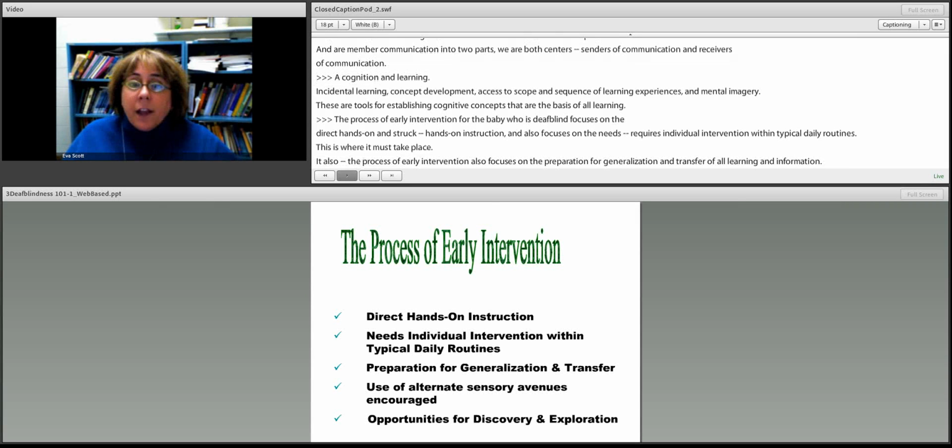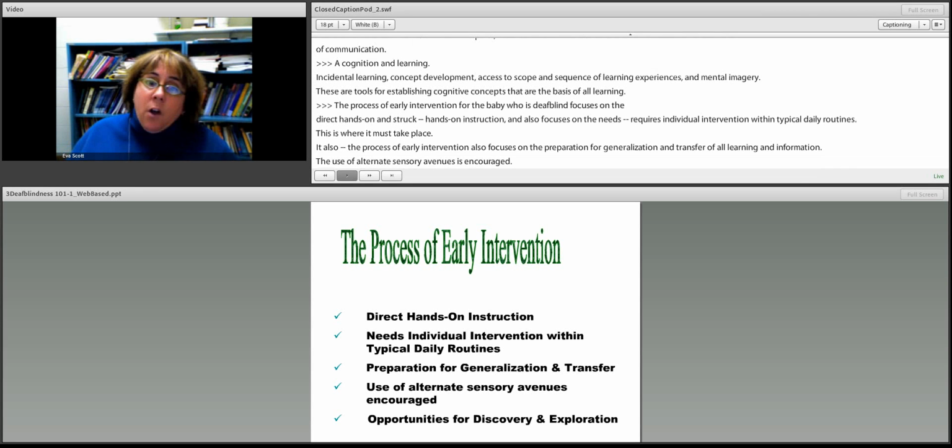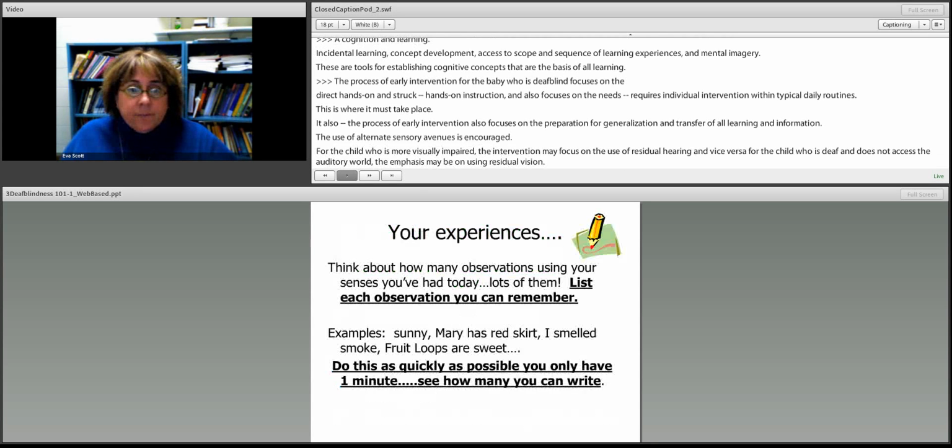For the child who is more visually impaired, the intervention may focus on the use of residual hearing, and vice versa. For the child who is deaf and does not access the auditory world, the emphasis may be on using residual vision. Early intervention must also provide opportunities for discovery and exploration.